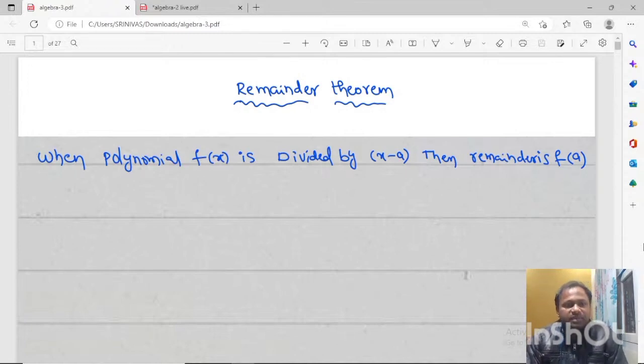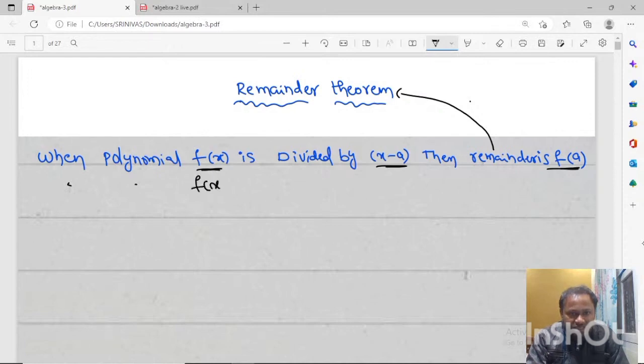Now, what does remainder theorem mean? When a polynomial f of x is divided by x minus a, the remainder will be f of a. So this is called remainder theorem. Next, whenever the polynomial f of x is divided by x plus a, then what will be the remainder? F of minus a will be the remainder. X minus a, x is equal to a; x plus a, x is equal to minus a; minus a will be the remainder.